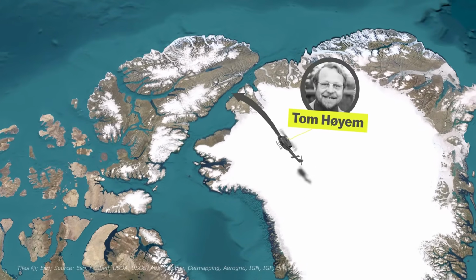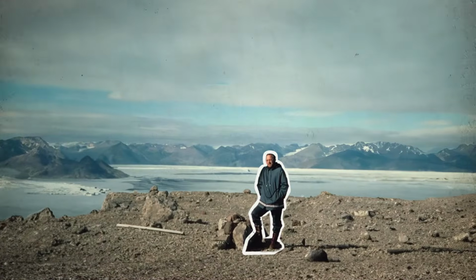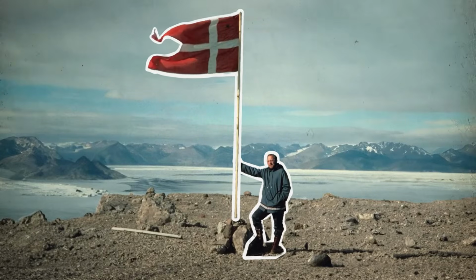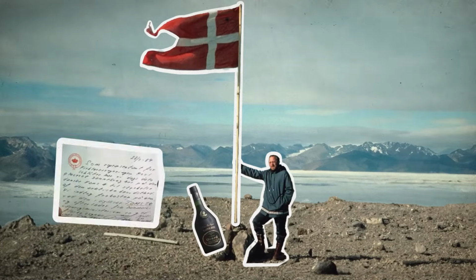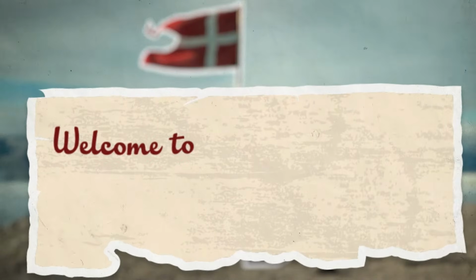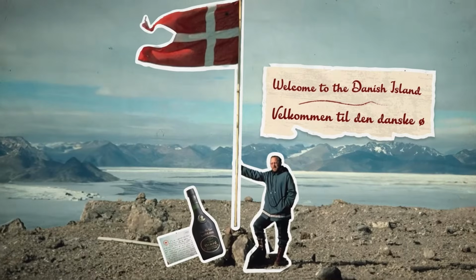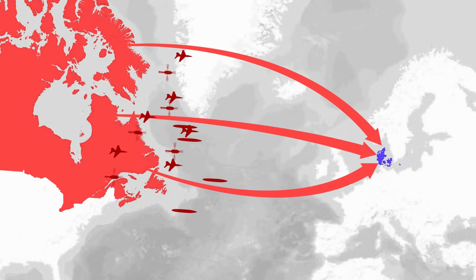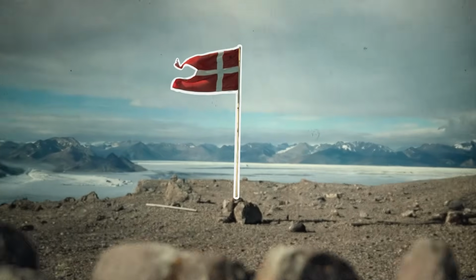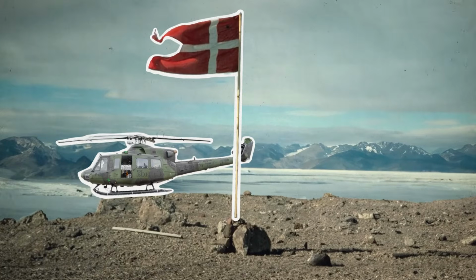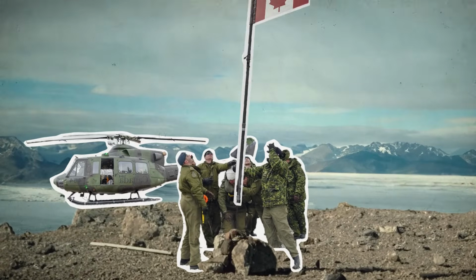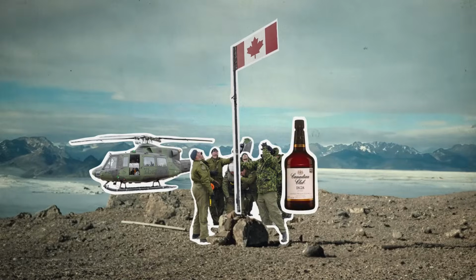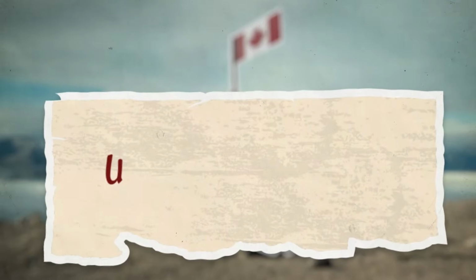The Danish minister for Greenland, Tom Høyem, arrived on the island, planted the national flag, and left a bottle of schnapps along with a message something similar to, "Welcome to the Danish island." How do you think Canada reacted? Declared war and sent troops? Well, Canadian soldiers visited the island, removed the Denmark flag, planted a Canadian flag, and left a bottle of Canadian whiskey along with a note. "Welcome to Canada."